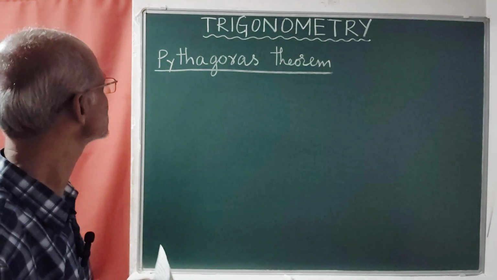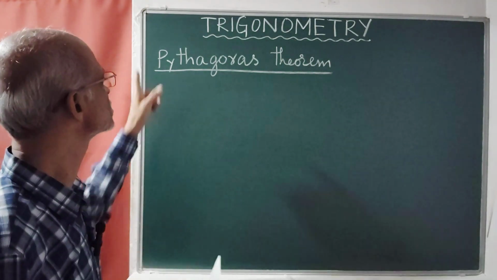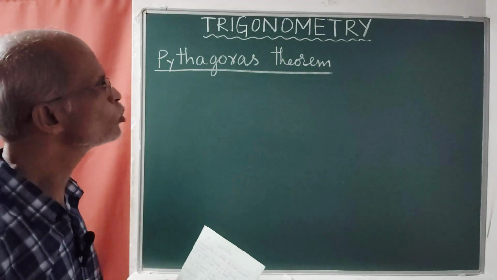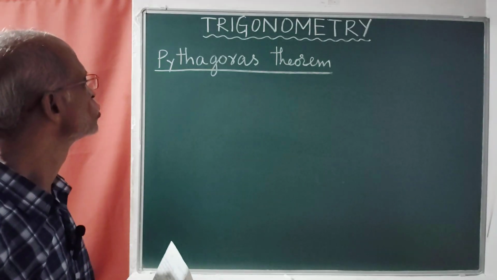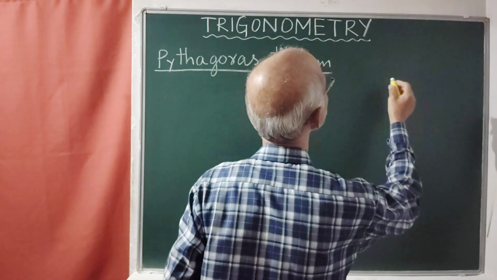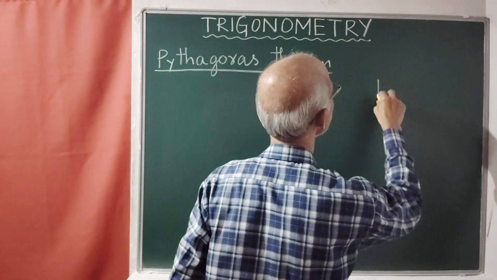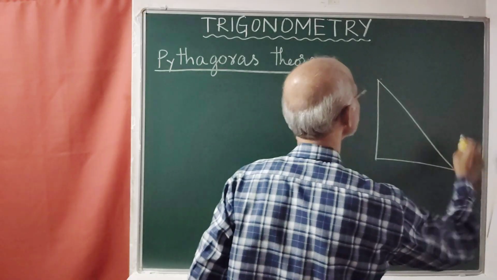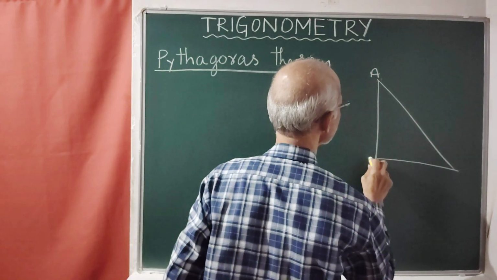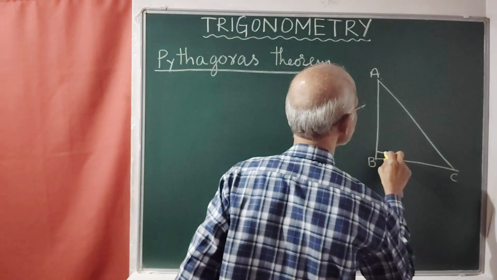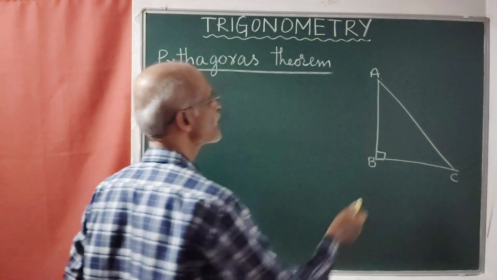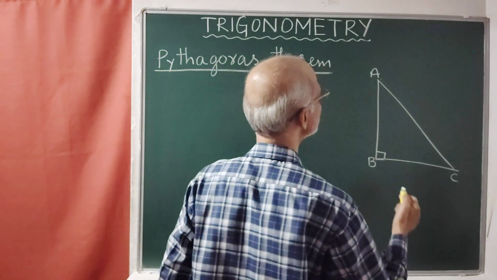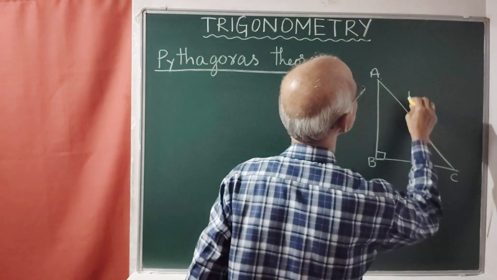Now we will see what is Pythagoras theorem. This theorem is also related to right angles only. So I will draw a right angle here. This angle B is the right angle, and the side opposite to the right angle is called as hypotenuse.